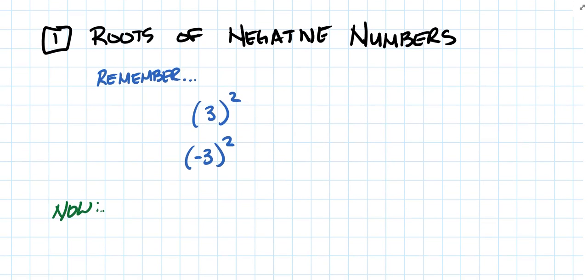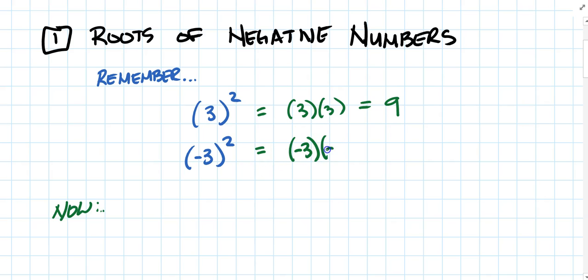Okay. Roots of negative numbers. So do you remember all of this stuff? I think that you do. 3 squared literally means just the number 3 times 3, which of course gives us a positive 9. Not a big deal yet. Negative 3 squared means negative 3 times negative 3, which also gives us the number 9. So you can clearly see that there are two numbers, namely 3 and negative 3, such that when you square it, you get back the same value of positive 9.